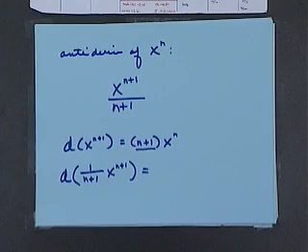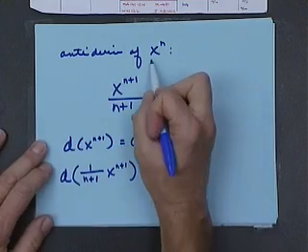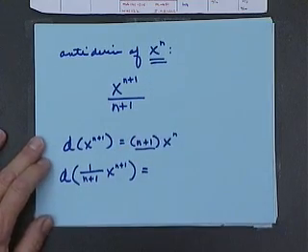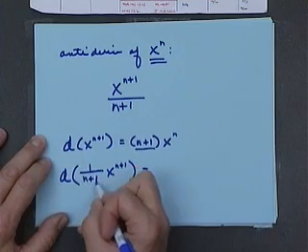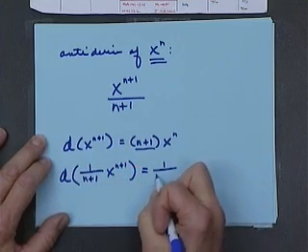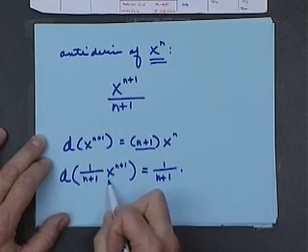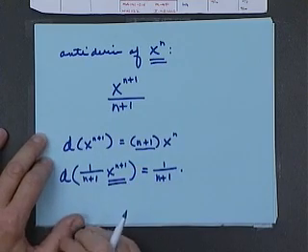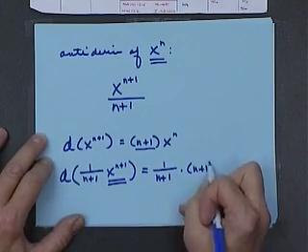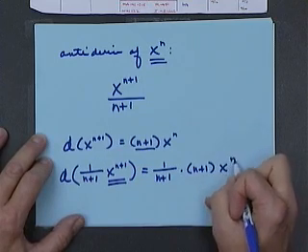Do we get x to the n? That's what we want. We're trying to find the antiderivative of x to the n. Doesn't this coefficient come along for the ride? What's the derivative of x to the n plus 1? N plus 1, x to 1 degree less.